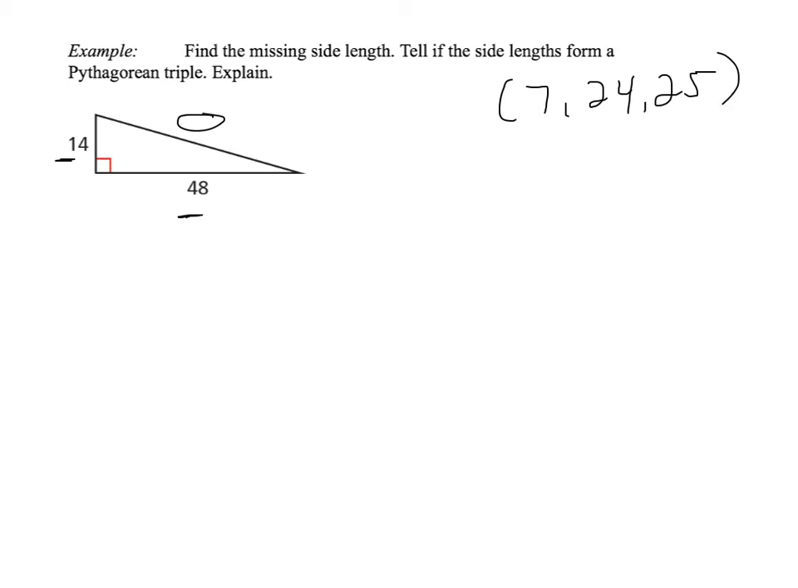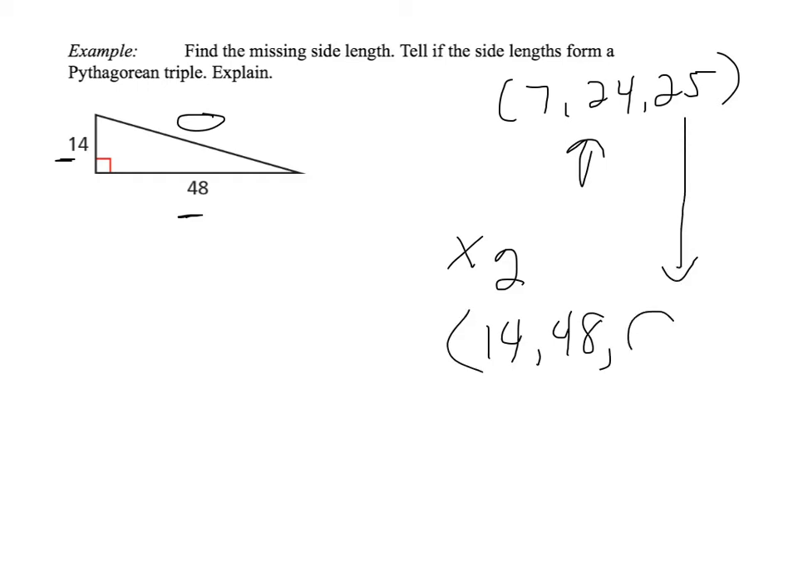Well, using your Pythagorean triple, you should see this Pythagorean triple right here. If I multiply by 2, I would get 14, 48, and then if I multiplied the 25 by 2, you should end up with 50 as your missing side. So the missing side would be 50. You could also prove this by taking 14 squared plus 48 squared and solving it for your hypotenuse.